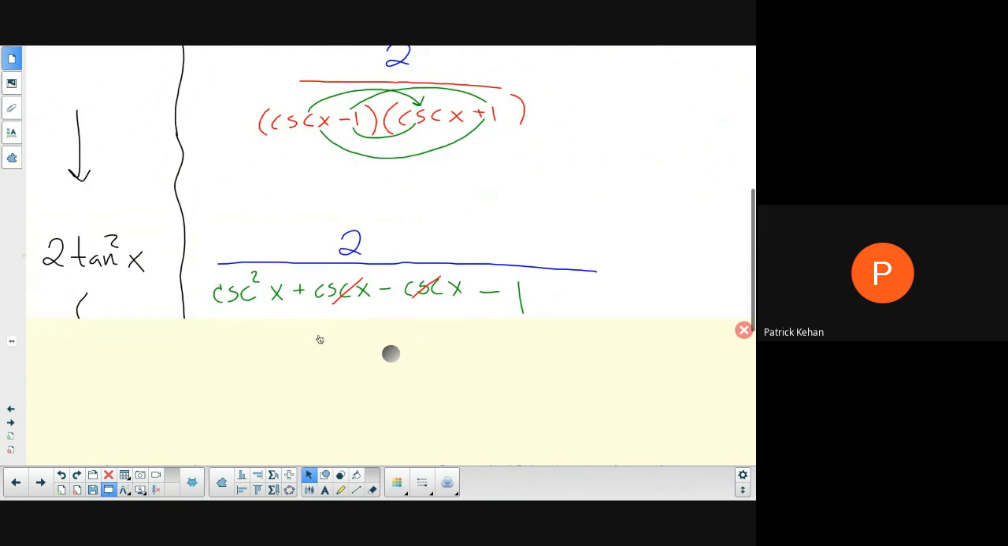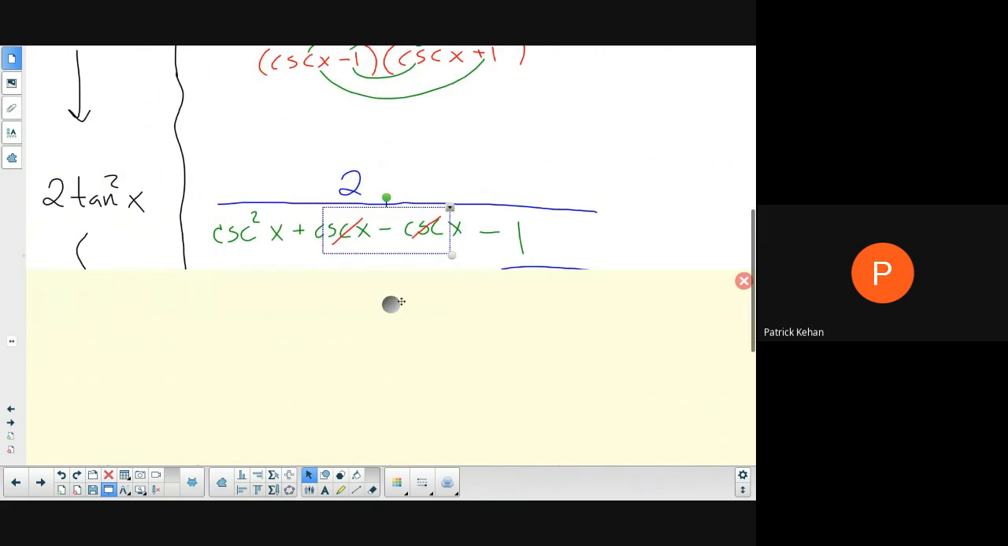So this is the work here for the distribution in the denominator: cosecant squared x plus cosecant x minus cosecant x minus 1. These two middle terms negate each other to 0, and I'll be left with cosecant squared x minus 1.